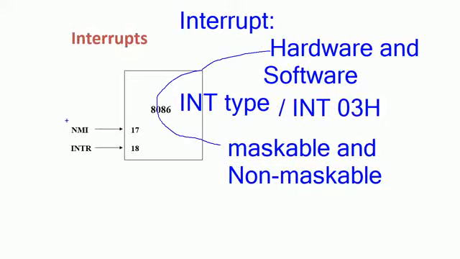So based on the NMI signal, the 8086 microprocessor is providing two types of interrupts. One is a non-maskable interrupt and another one is a maskable interrupt. The non-maskable interrupt is the NMI pin, and the maskable interrupt is the INTR, interrupt request, pin.